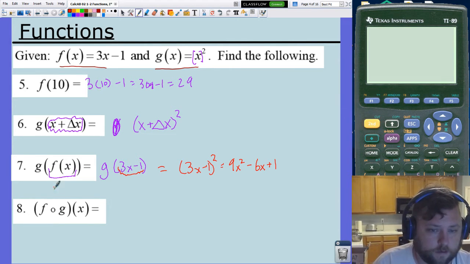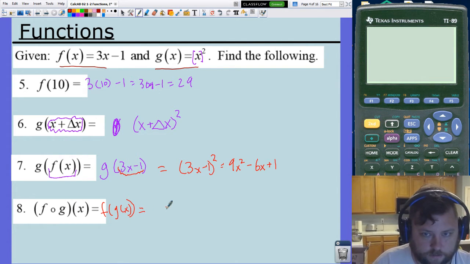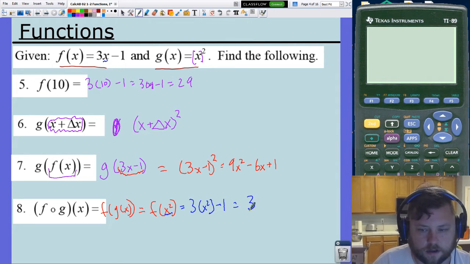f of g of x, this is also function composition. It's just a different way of writing this, but these are actually flipped. That's like f of g of x. So g of x in this case is x squared, so f of x squared. I'll be plugging in x squared for this x right here, so it becomes 3 times x squared minus 1, which is just 3x squared minus 1.